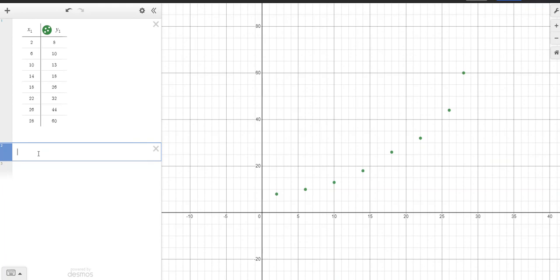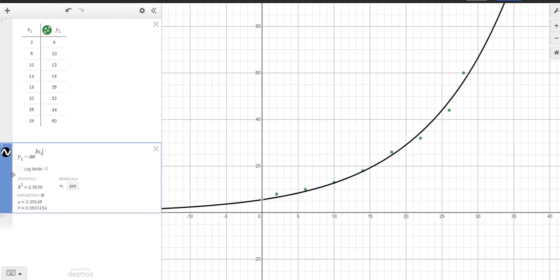All right, so in this case, we're going to do the Y1, and we wanted the AE to the K X1. Again, visually, I can see that my model is very close to all the points. R squared about 0.98, really close to 1, so things are looking good there. And there's the A and the K.